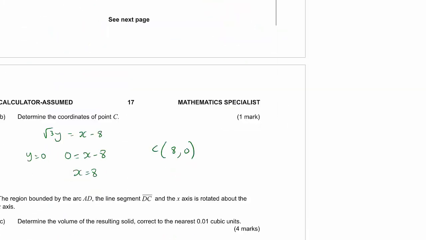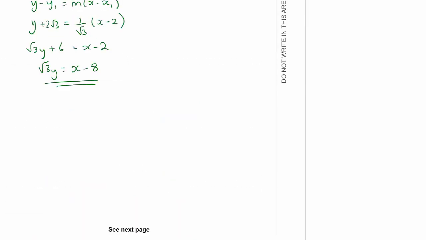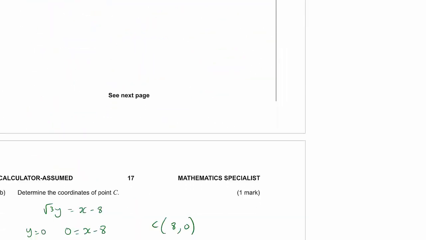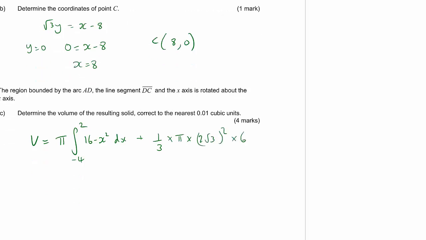So the total volume is going to be pi times the integral of 16 minus x squared dx, evaluated from -4 to 2, and then we're going to do 1/3 times pi times the radius, which was 2√3 squared, times the height, which was 6. So we just need to evaluate this.